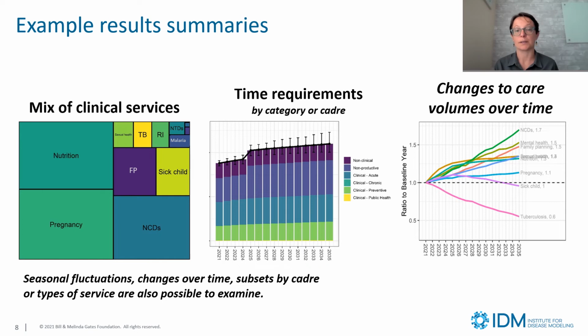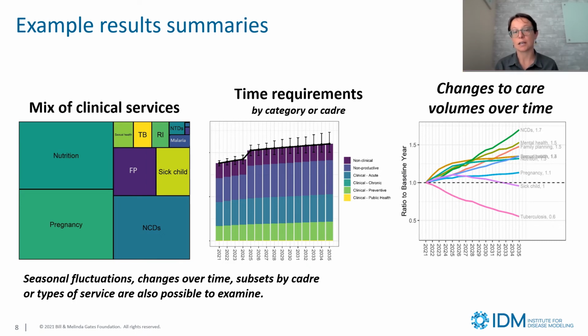In the middle there, we see time requirements. This is shown by category, so there are different kinds of clinical services. We've grouped them here, and you can see that change over time. You can also generate these plots, for example, by cadre of worker. And then on the right, we see changes to care volumes over time.